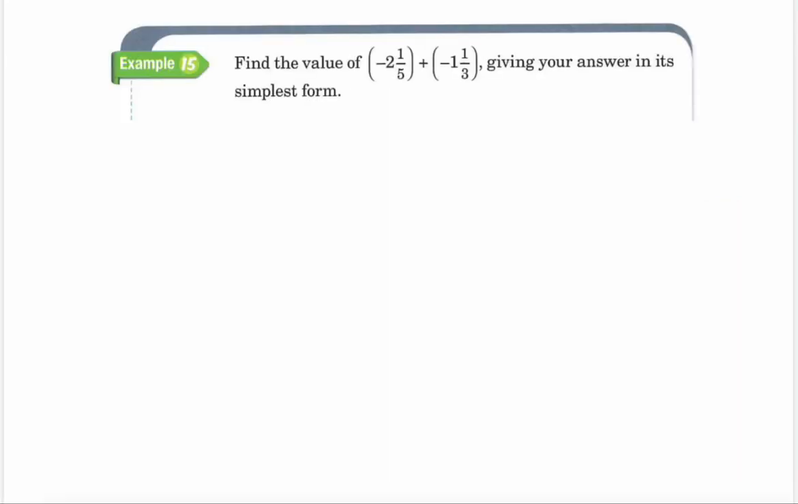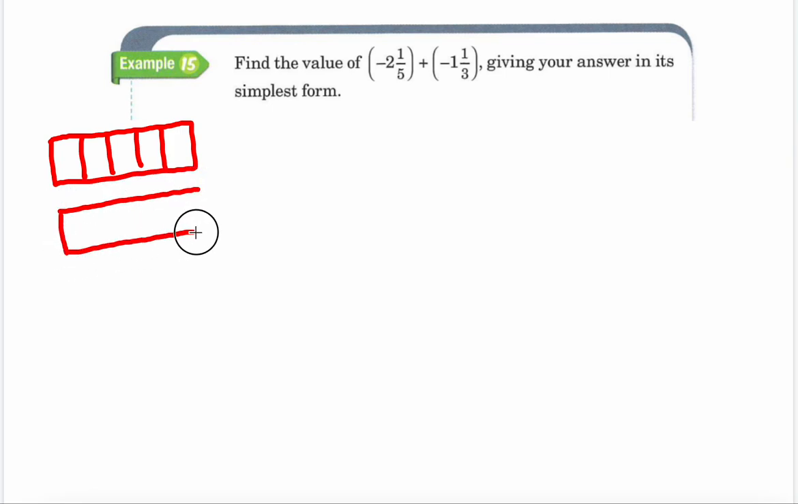All right, here's our first example, example 15 from the book. Find the value of -2 1/5 plus -1 1/3, giving your answer in its simplest form. Okay, so first off, we have got to change them into having the common denominator. So I have fifths here and a third here. The reason we have to do that is because when we talk about fifths, 1, 2, 3, 4, 5, we're talking about pieces that are that big, right?